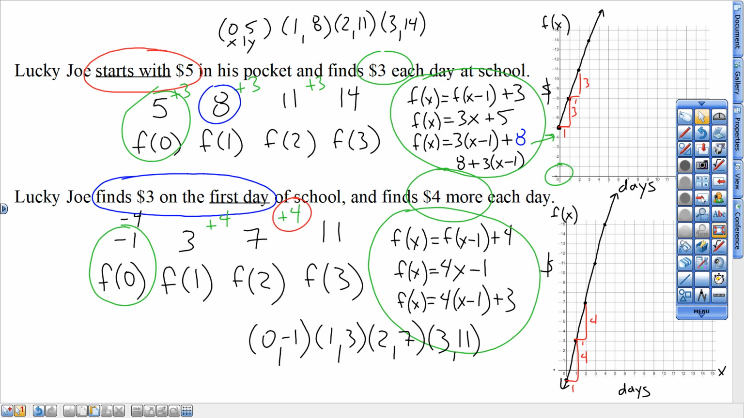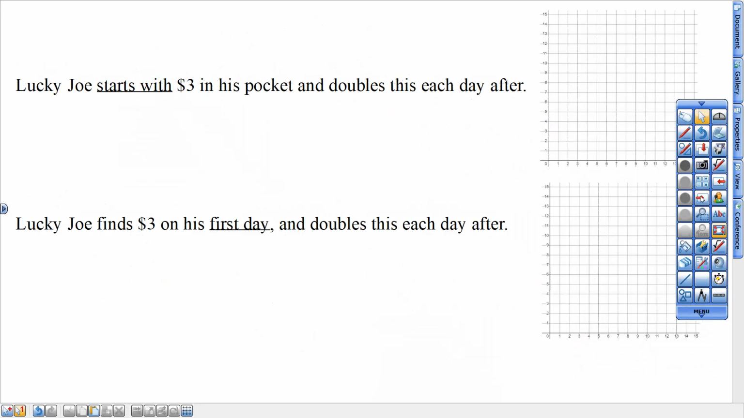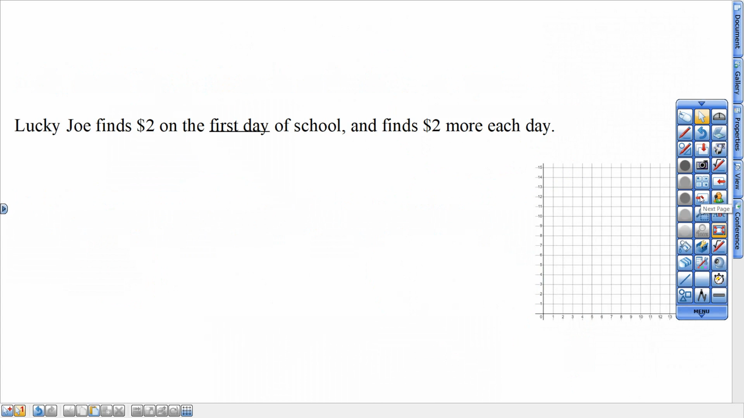So the problem I'm having you do right here says finding $2 on the first day. Says nothing about already starting with money in your pocket. All right, last word is blue. Blue. If you do this one correctly, hopefully, it should be going through the origin. Should be going right through the origin. Should be growing proportionally. All right, talk to you in a bit.